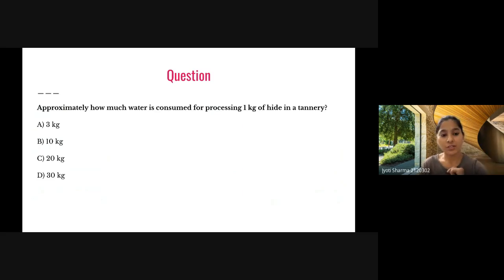Okay, next question: approximately how much water is consumed for processing 1 kg of hide in a tannery? 3 kg, 10 kg, 20 kg, 30 kg. Okay, so I got the D answer from Venkateshwara and Dia. So yes, 30 kg of water will be consumed to process 1 kg of hide in a tannery.